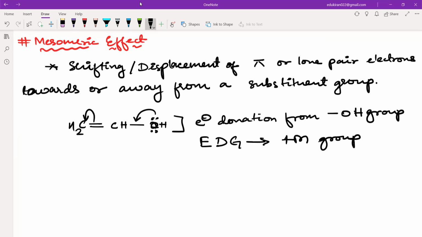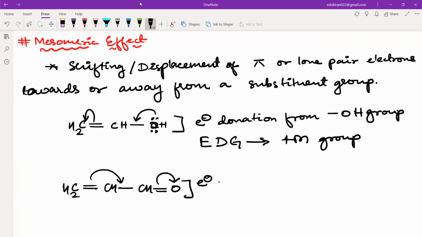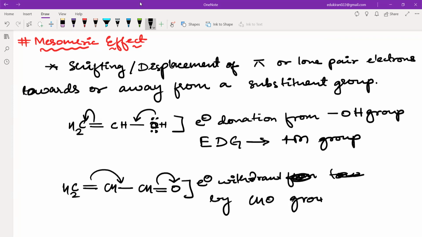Similarly, you can have something else like CH2 double bond CH single bond CH double bond O. In this, what is going to happen? Electron withdrawal by the CHO group. That is why this will be an electron withdrawing group by mesomeric effect, and that will be minus M group. Okay, minus M group.